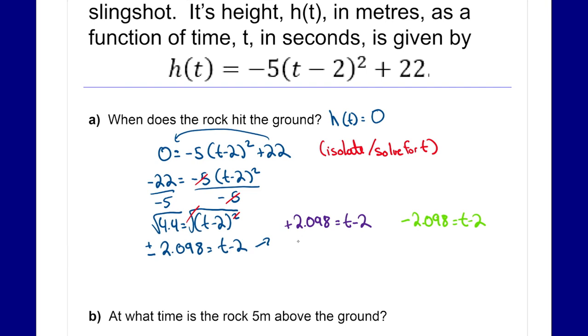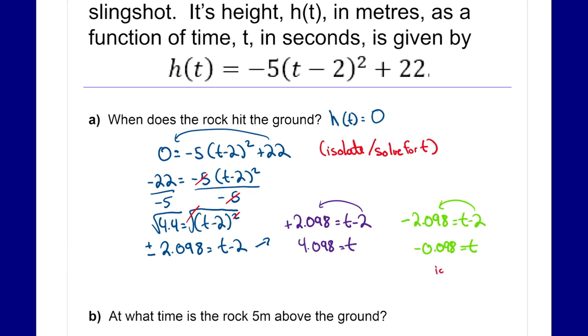So if I have positive 2.098 and I bring this value over, it becomes plus 2. I get 4.098 equals t. And for the other one, it's negative. If I bring a negative over, it becomes a positive. So I get negative 0.098 equal to t. So that means I have two solutions. The height will be 0 when the time is either negative 0.098 or when it's 4.098.